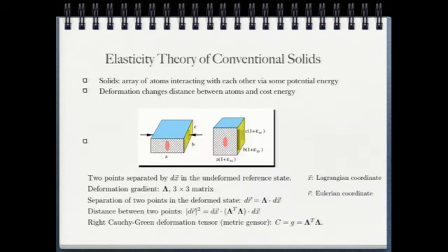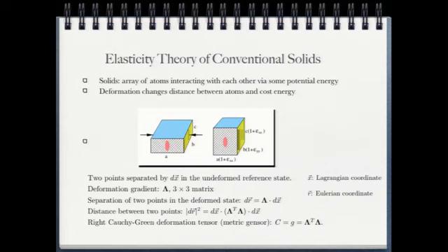Okay. So let's start with elasticity theory of a conventional solid. A solid is defined as an array of atoms interacting with each other via some potential energy. They have some fixed equilibrium configuration where their energy is minimum. When we deform a solid, we change the distance between atoms. Therefore, the deformation costs energy. That's the basic aspect of elasticity.